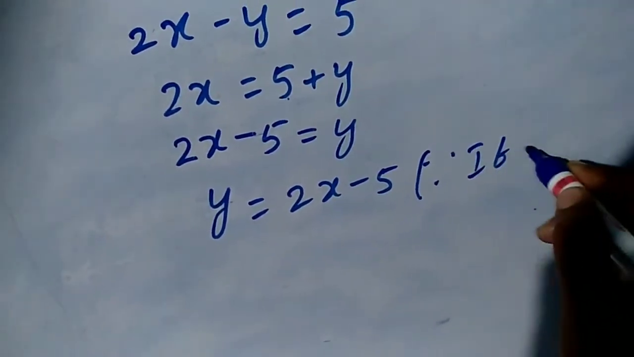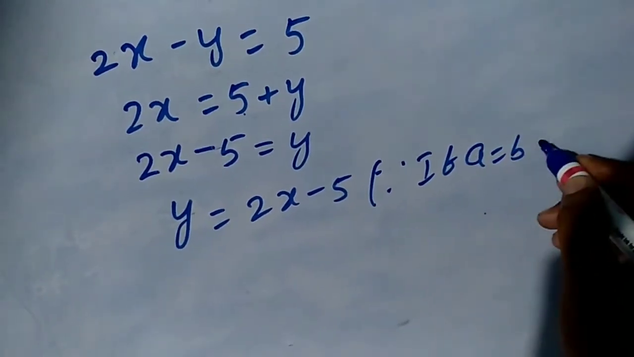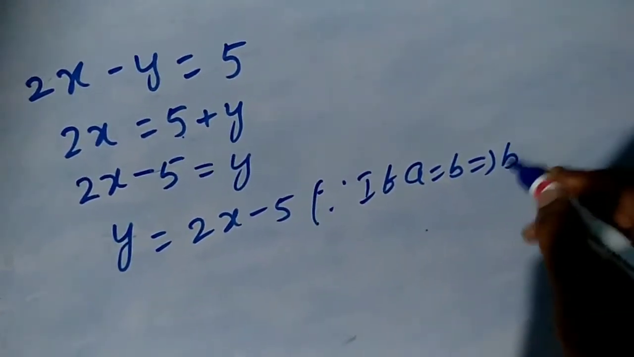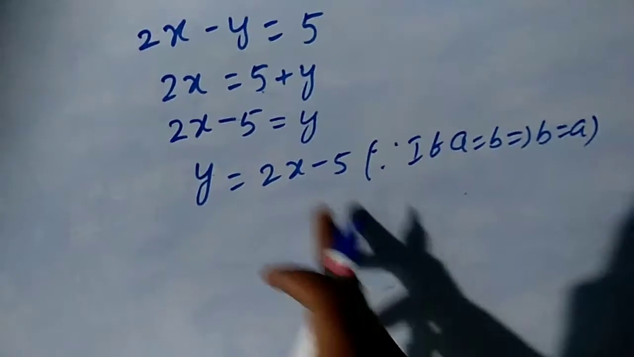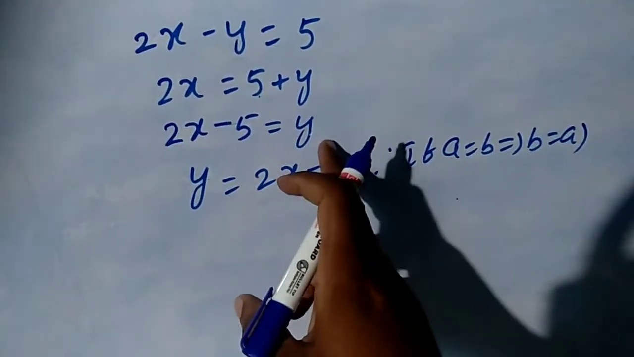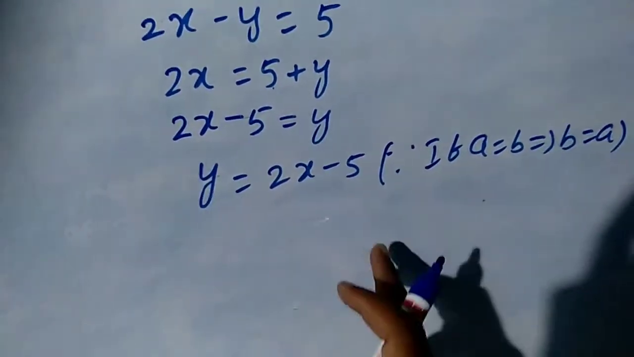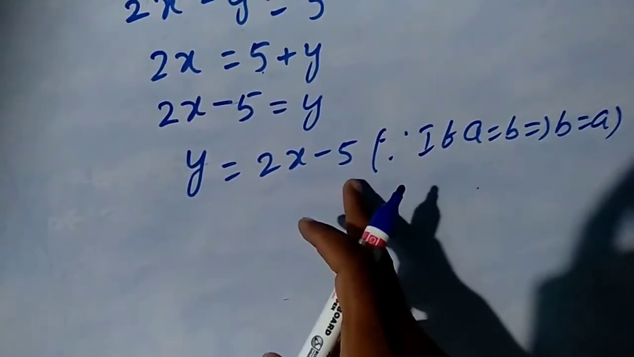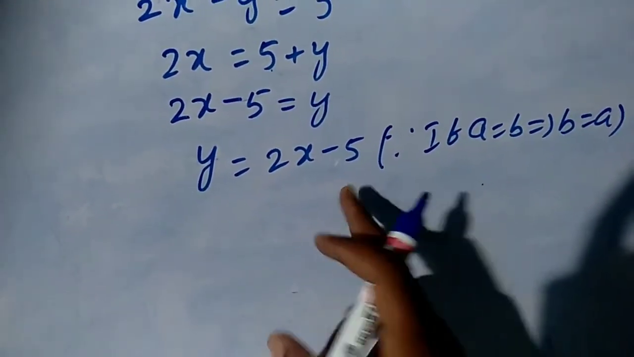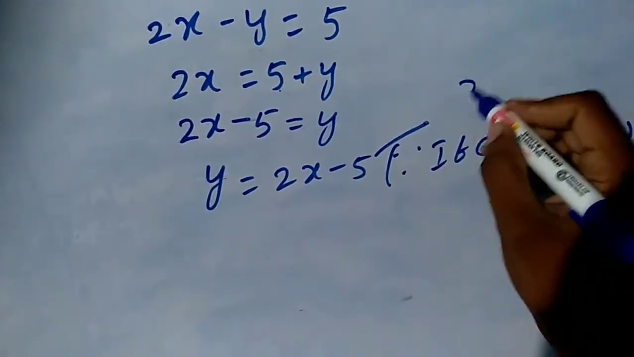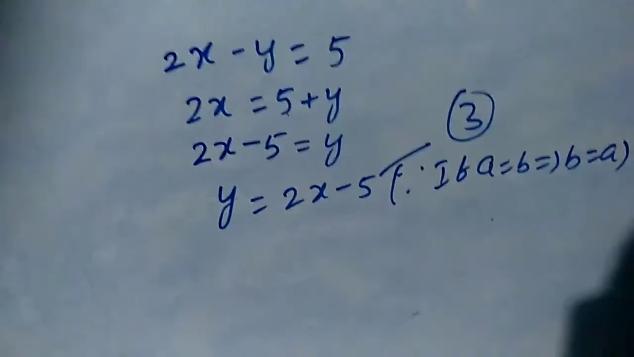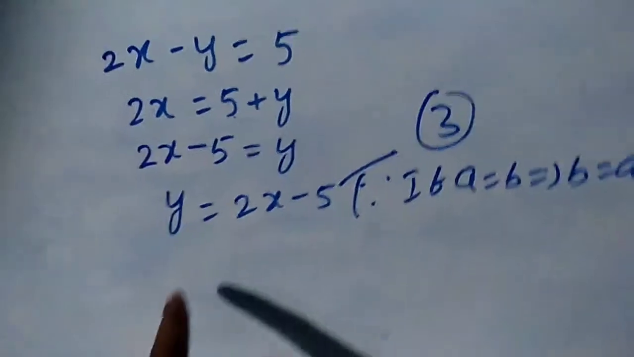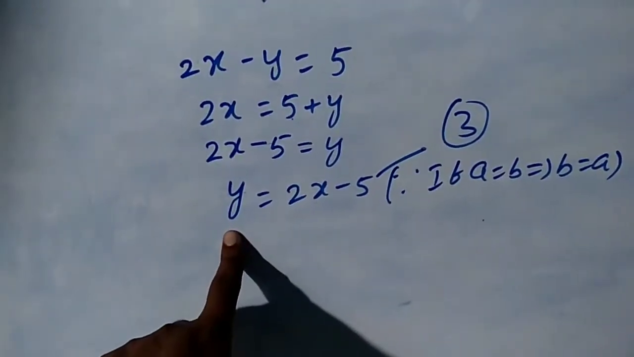Since if a is equal to b, this implies b is equal to a. Why? Because if a is equal to b, we can write it as b is equal to a. So for that purpose I wrote y is equal to 2x minus 5. This is equation number 3. So here we get the value of y.